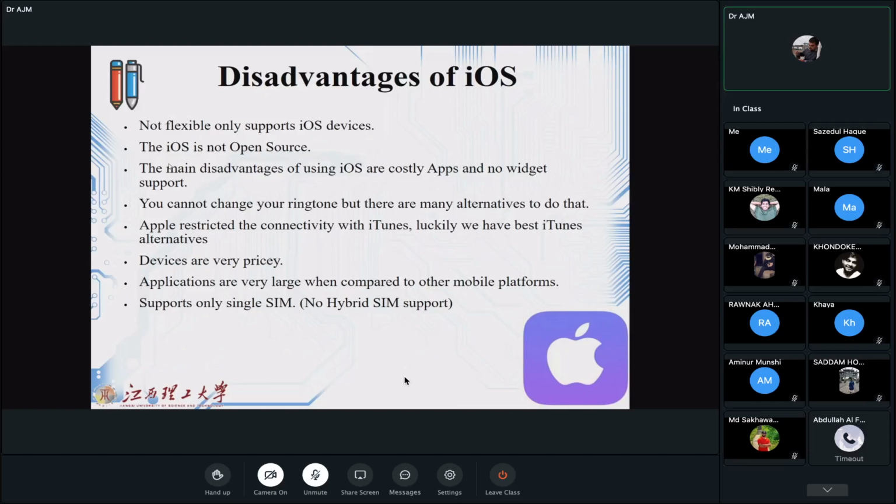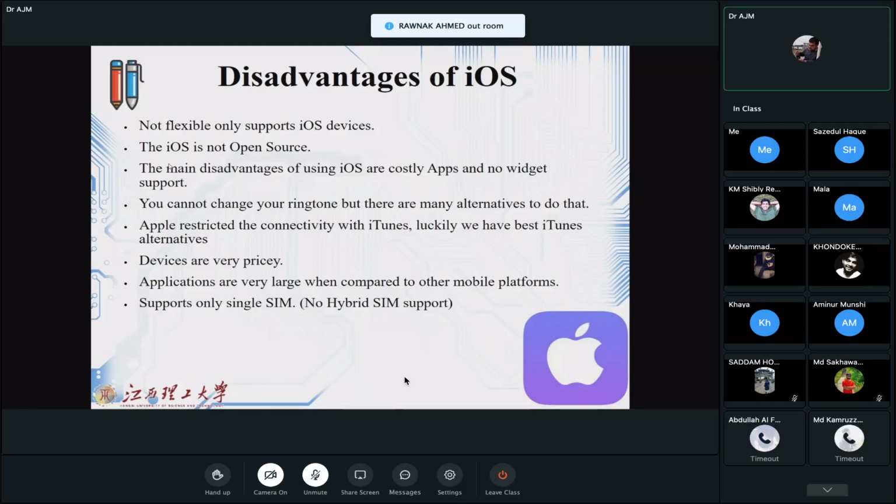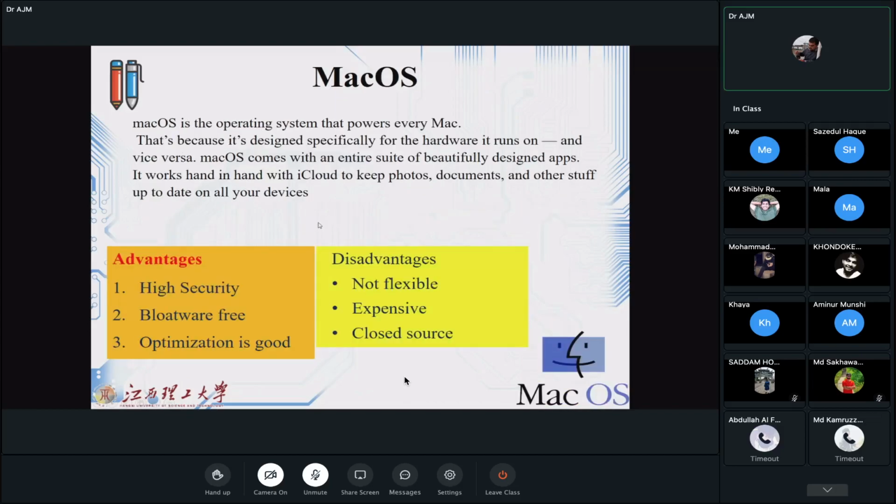Second bad point, the main disadvantage of that is costly apps and no widget support. You cannot change your ringtone, but there are many alternatives to do that, something like that. And Apple restricted the connectivity with iTunes and something like that. And devices are very pricey. Applications are very large when compared to other mobile platforms, and they can only support single SIM, not hybrid SIM support. You will see that this also is a bad thing.